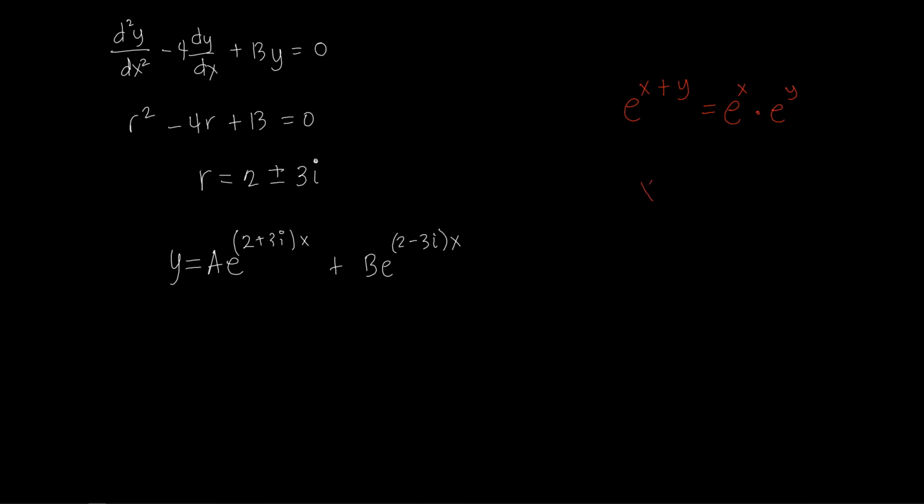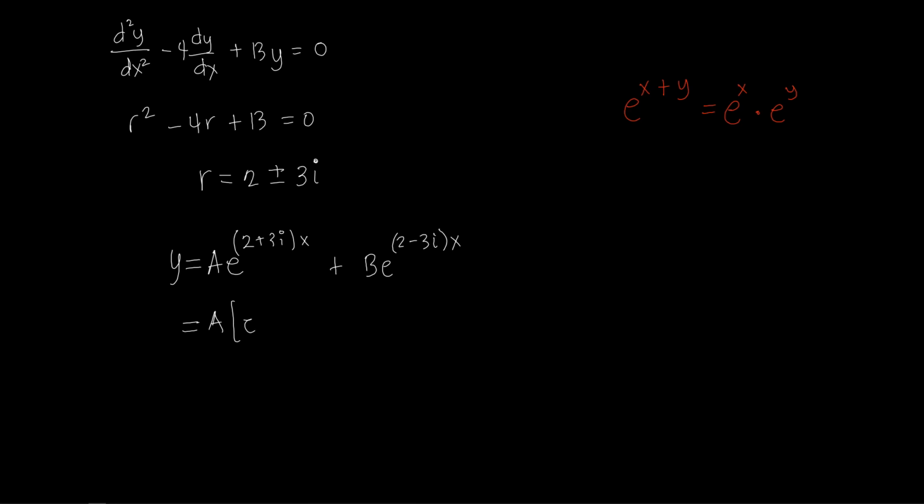For example, x squared times x to the power of 3, we can write as x raised to the power of 2 plus 3. Same rules apply. Plus or minus, it doesn't matter, it just signifies the operation. So this can be broken down.